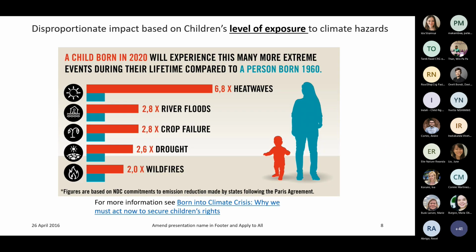And just looking at some figures from the latest reports that Save the Children has released, also looking at the level of exposure: we estimate that a child born in 2020 would experience this many more extreme events during their lifetime compared to a person born in 1960. And you see all these heat waves, river floods, crop failure, drought, wildfires, how many times more risks to live through. So climate change exacerbates inequality, and it's estimated that 1 billion children live in countries at extreme risk of climate change.